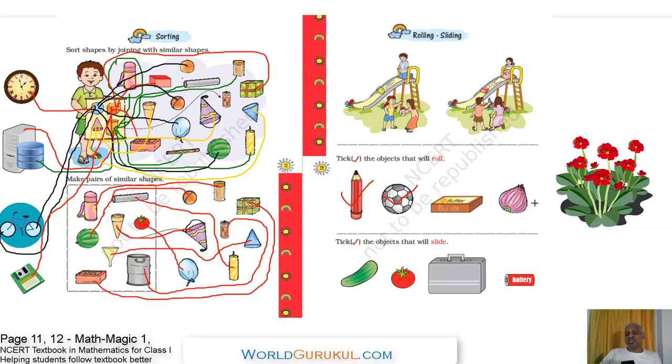Next, you see what is this? This is onion. Onion, if you push it, how it goes? It goes by rolling, right? Because it's a round shape. If an object has a round surface, it can roll. If an object has a cube shape or cuboid shape, then it can slide. Okay? So let us take this onion as well, as it can roll.